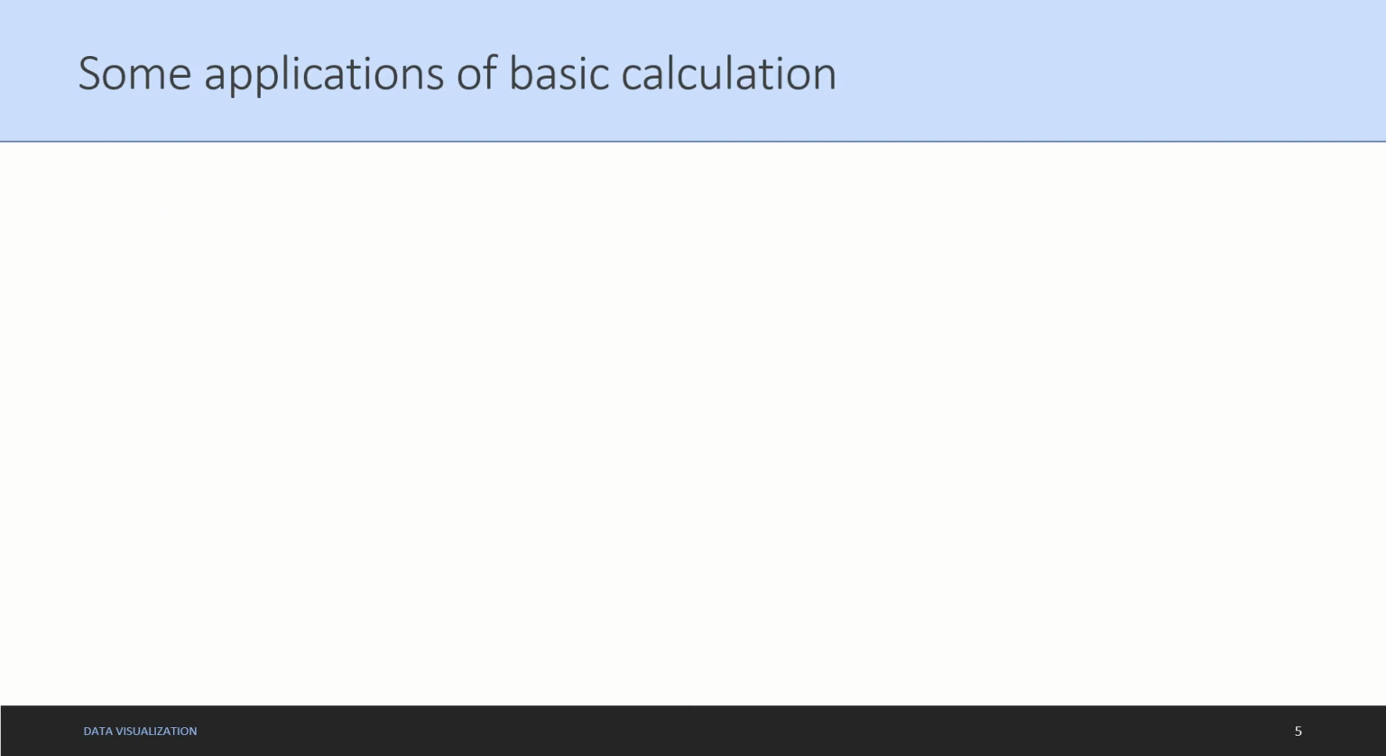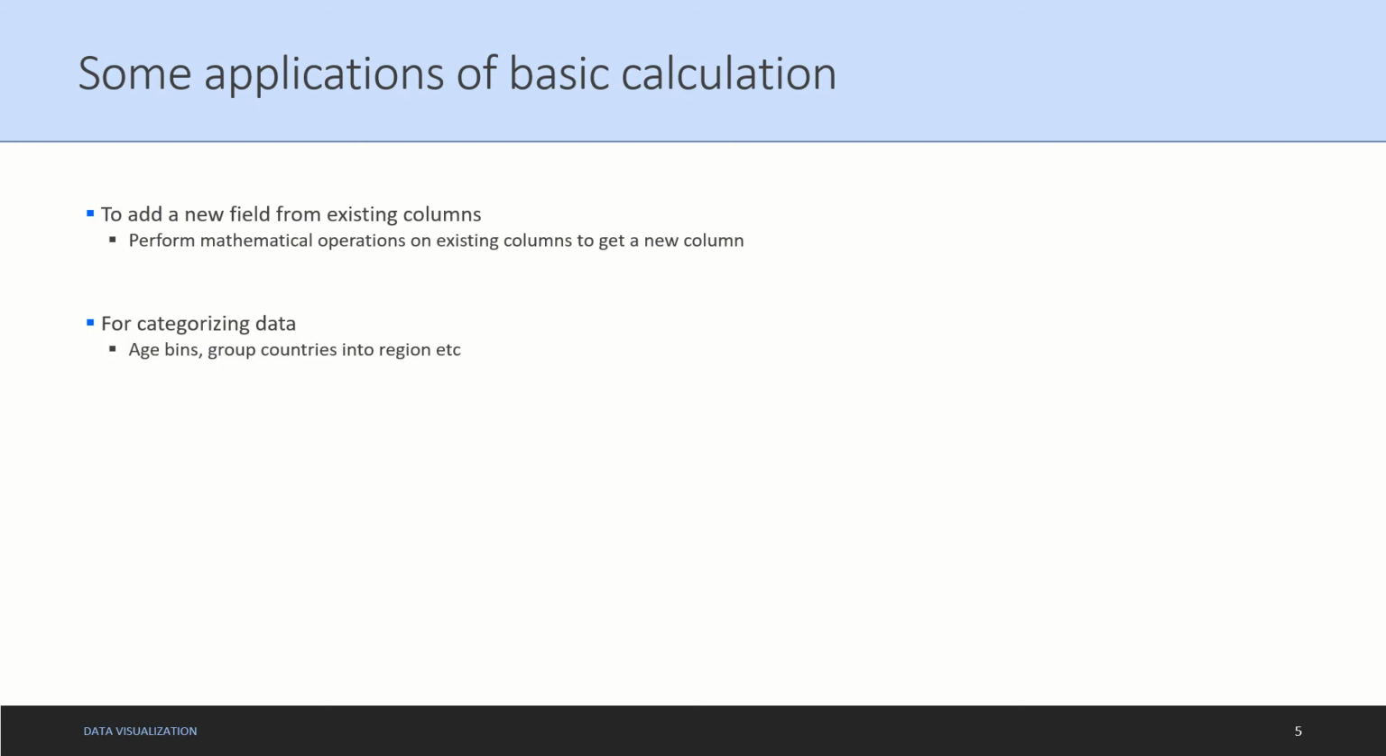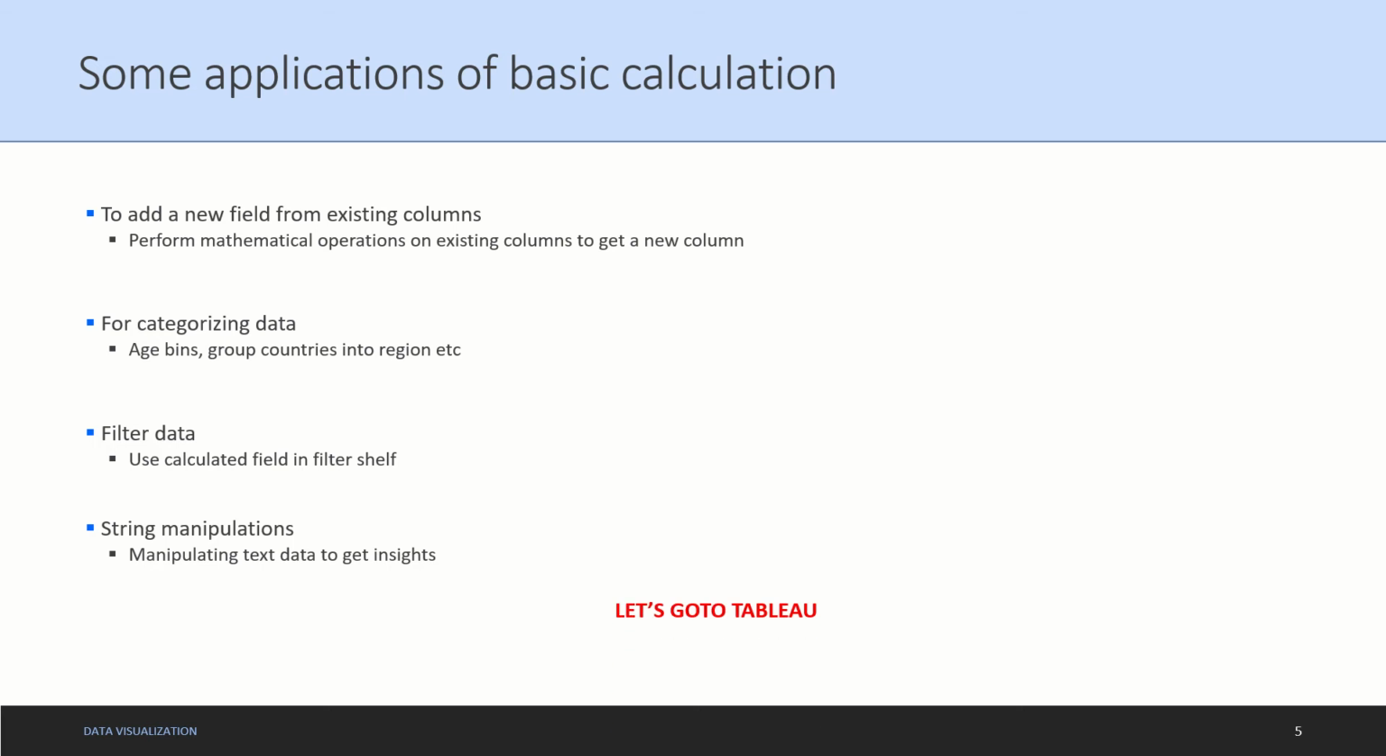Some applications of basic calculation are to find a new field from existing columns, like you might want to perform a mathematical operation on existing columns to get a new column. For categorization of data, for example, to create age bins, or group countries into regions. Filter data, like using a calculated field in the filter shelf to create your custom filters. And string manipulations, which means manipulating the text data to get some custom insights. So let's go to our Tableau sheet now.